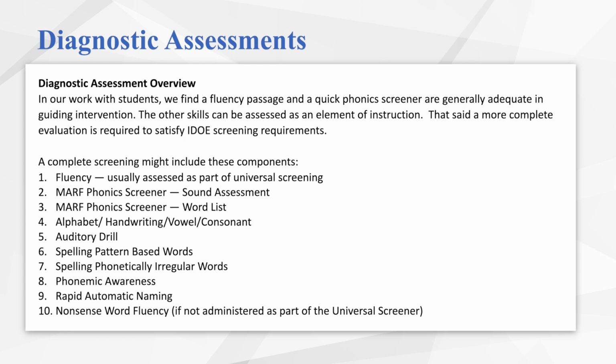We then shift to the encoding components. We might start with an auditory drill to see how they're able to spell sounds in isolation, and then shift to spelling pattern-based words or irregular words. If we suspect some foundational issues, such as phonemic awareness, we may want to drill down and do that as well.